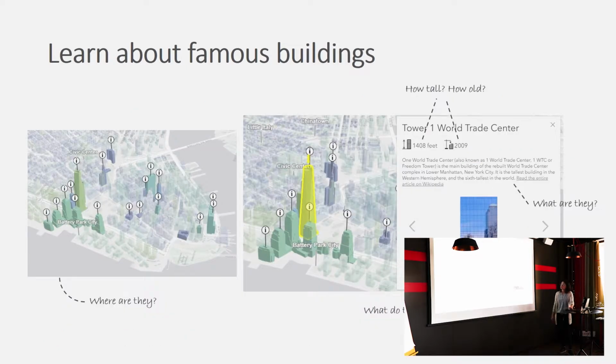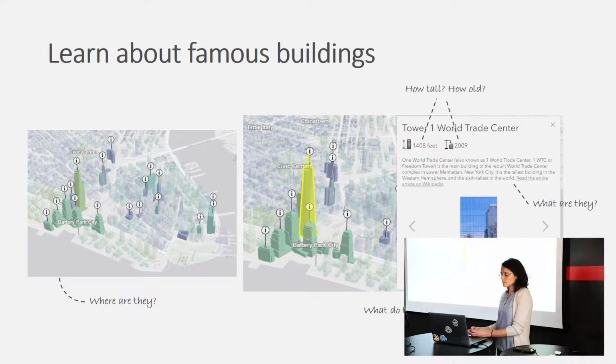This is how it looks in the app. You can see I marked the buildings with this info sign, and then the user would know that he can click on a building and he would get some information and some images from the Flickr API. So he would also know what they look like in reality.